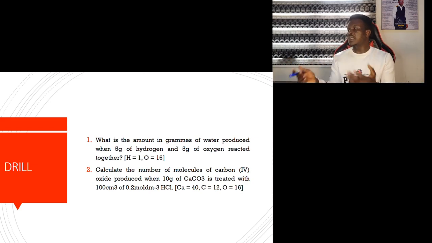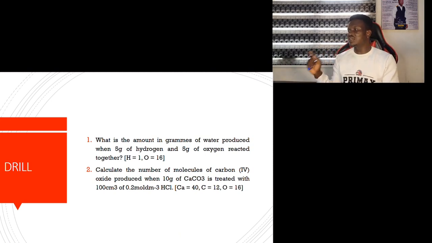So now, how do I get the number of moles? You already know Avogadro's constant, 6.02 times 10 raised to power 23. So the next question is, how do I get the number of moles of CO2? You will get it from the balanced equation. CaCO3 plus HCl. Whenever acid reacts with carbonate, they liberate CO2. So we balance the equation.